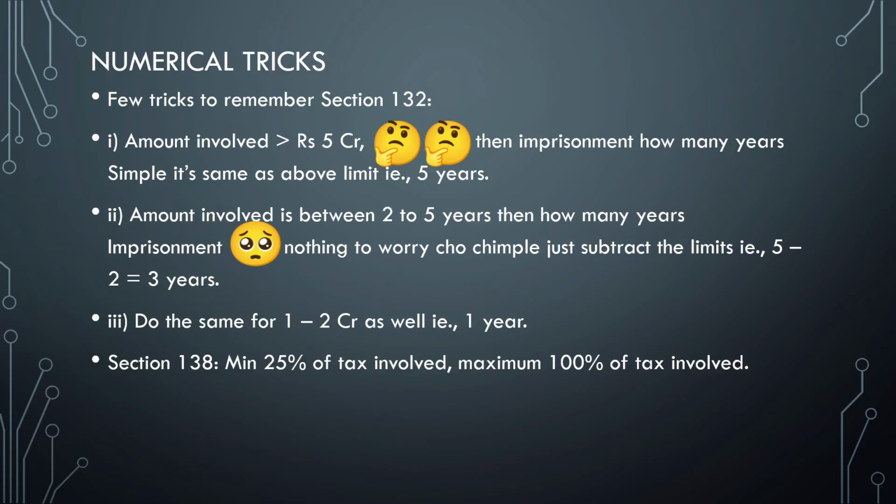The next thing is Section 138. It's a straightforward provision, but frequently asked, so there is a good chance of an MCQ this time as well. The minimum amount of penalty that can be imposed is 20% of the tax involved. The maximum is 100% of the tax involved.